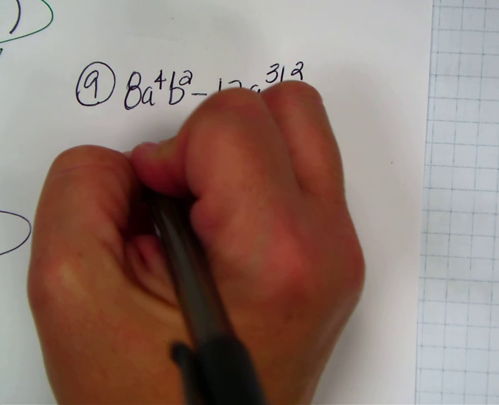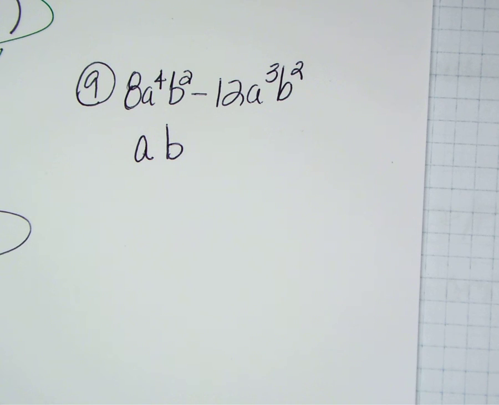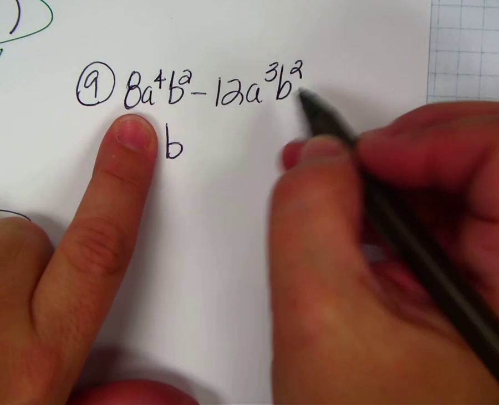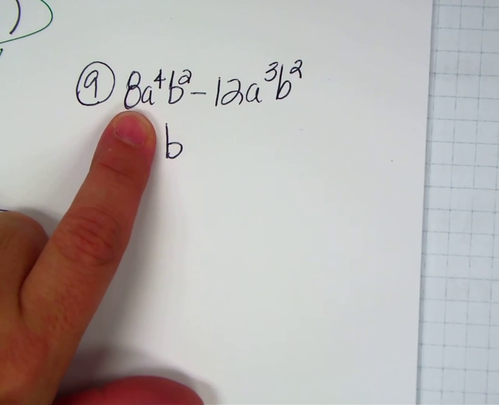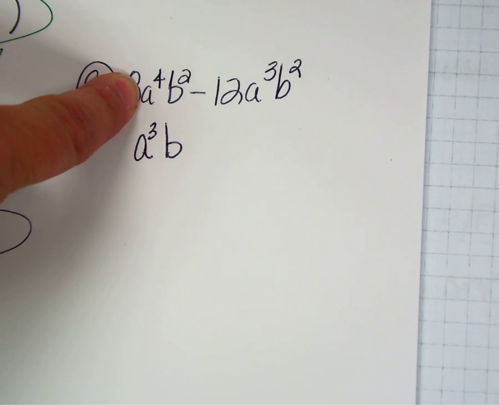Okay, so what variables can I factor out? A and B. Just 1a and 1b? No. A cubed and 2b and B squared. Okay, so I have 4 a's here and 3 here. How many a's can I take out? 3. Why can't I take out 4? Because there's not another 4 over there.